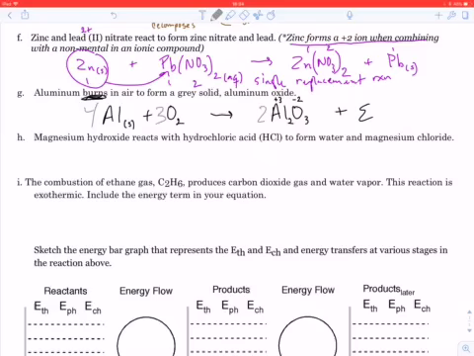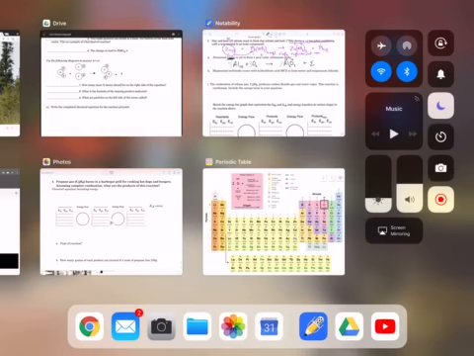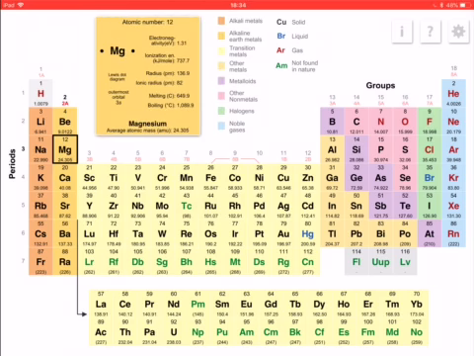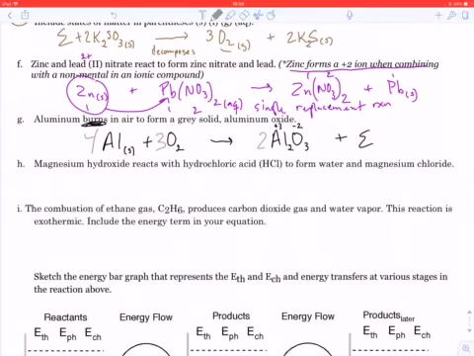Magnesium hydroxide. Magnesium is, if we go back to our periodic table, right here, column 2, which means it has a +2 charge. Hydroxide, our good old friend OH, has a -1 charge.